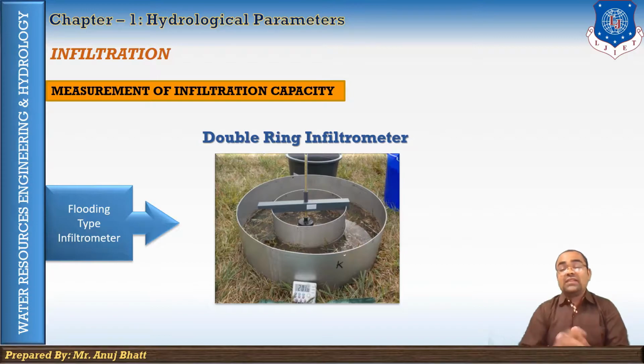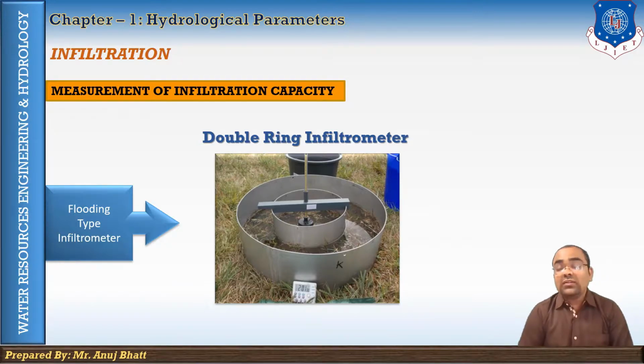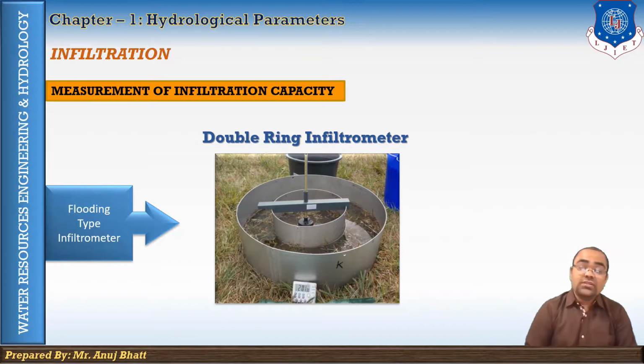Water is applied in both the inner and the outer ring to maintain a constant depth of 5 centimeter, and water is replenished after the level falls about 1 centimeter. The water depth in the inner and the outer rings should be kept the same during the observation. Thus, the outer ring provides a sort of water jacket to the inner ring, and the water in the inner ring infiltrates vertically downward without spreading around.